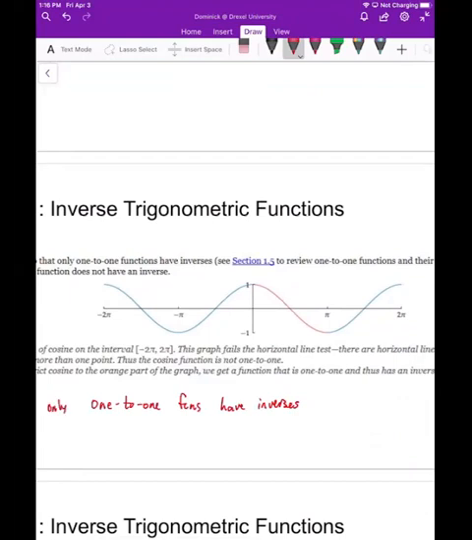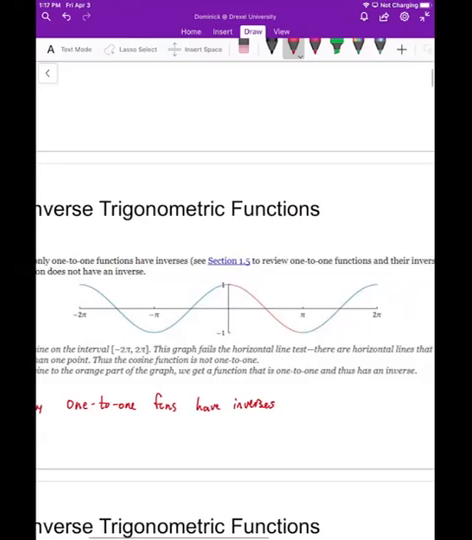Now, of course, if you look at the graph of cosine, so this is y equals cosine of x. If you look at the entire graph, of course, it's going to fail the horizontal line test, right? If you draw a horizontal line essentially anywhere on the graph of the cosine, you're going to fail the horizontal line test. Now, what we're going to do is restrict our cosine function to a piece that is one-to-one.